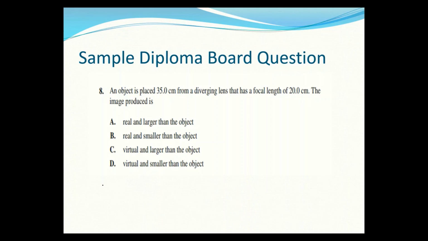An object is placed 35 centimeters from a diverging lens. So already I see diverging, and I memorized diverging is always going to be smaller, virtual, and erect. So D, there we go. D is the correct answer. Easy. Don't have to do calculations with that one.